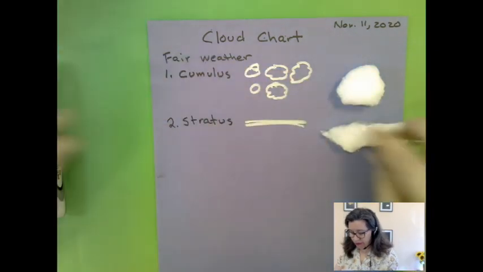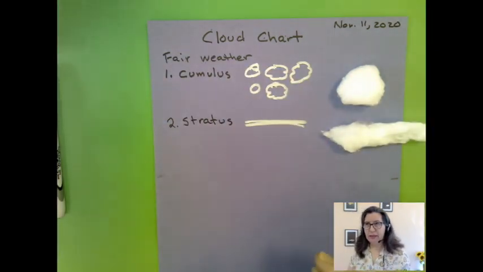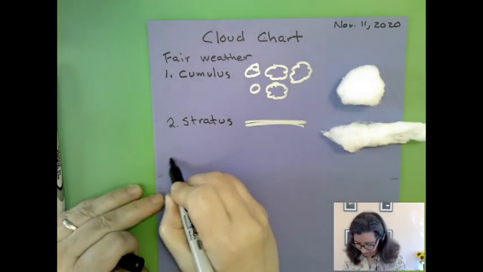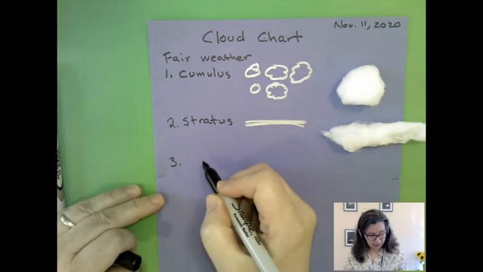If you stand outside on a day when there are stratus clouds and you look up at the sky, it looks like the whole sky is covered with a thick gray blanket. Those are our stratus clouds. And then our third kind of fair weather cloud is called cirrus.